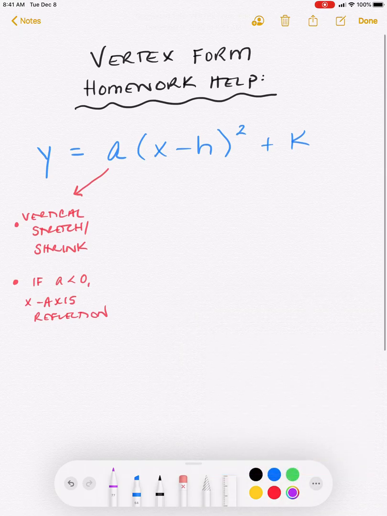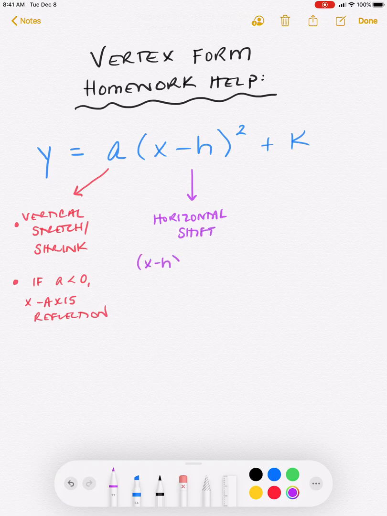Now, this right here is going to be the horizontal shift. This is what moves the parabola left and right, which therefore moves the vertex. If it's x minus h squared, you're going to move right h units. If it's x plus h squared, we're going to move left h units. A reminder here that it's always going to be the opposite when it's in that parenthesis.